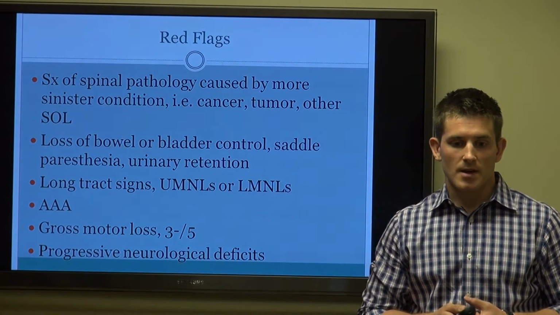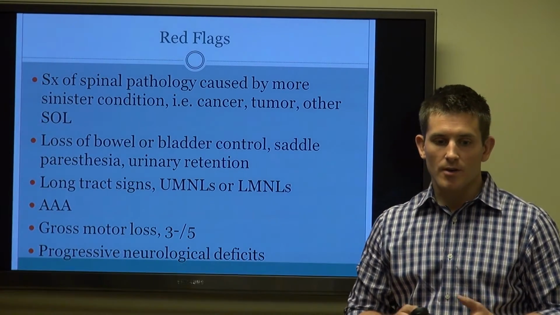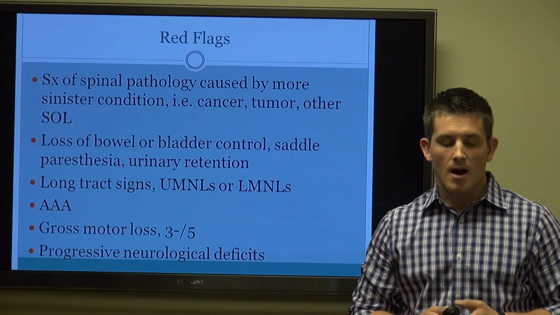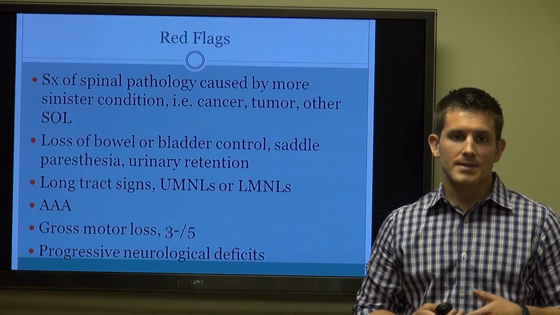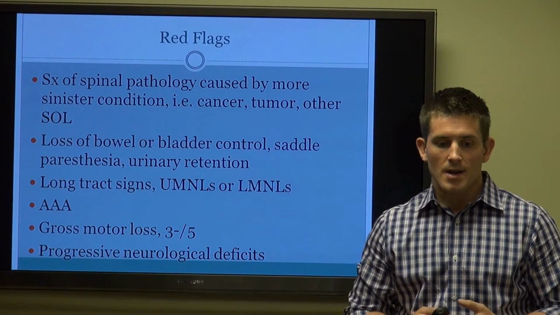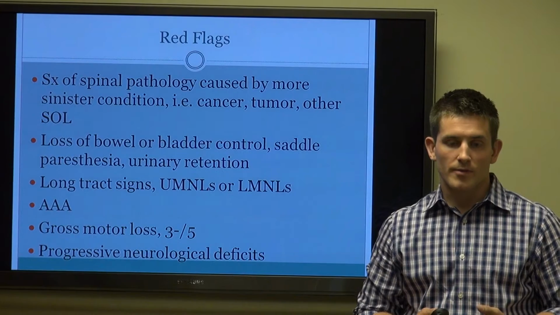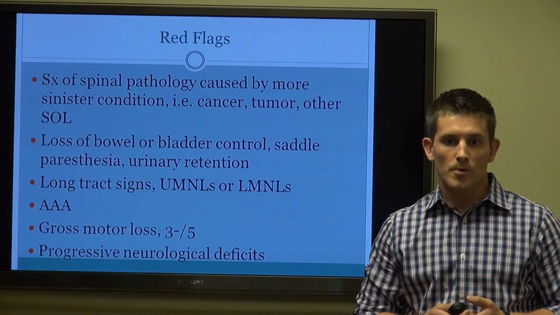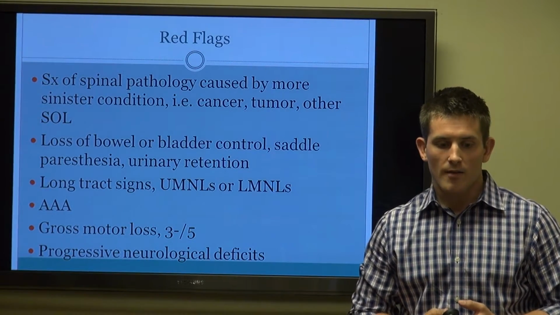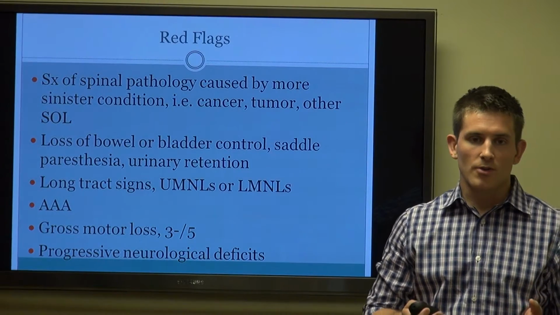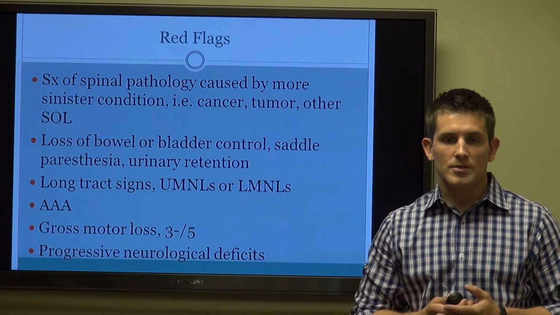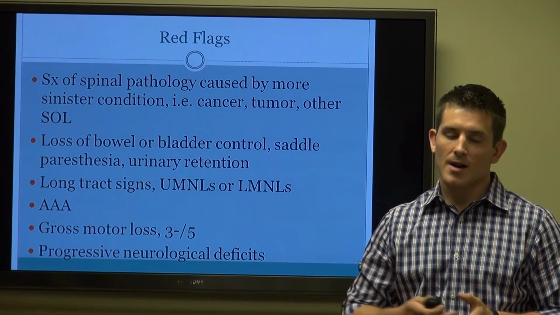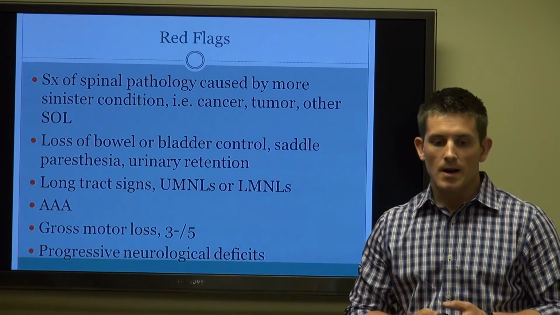So red flags, of course, are any symptoms of spinal pathology that are caused by more sinister conditions: cancer, tumor, or some other space-occupying lesion. We're looking for loss of bowel or bladder control, saddle paresthesia, or urinary retention. Of course, we want to check our long track signs. We're looking for upper or lower motor neuron lesions, history of AAA or presentation suggestive of a AAA. Of course, gross motor loss. We generally use the criteria 3/5 in terms of strength, and progressive neurological deficits that are either outside our scope of practice or not responding to the treatment.